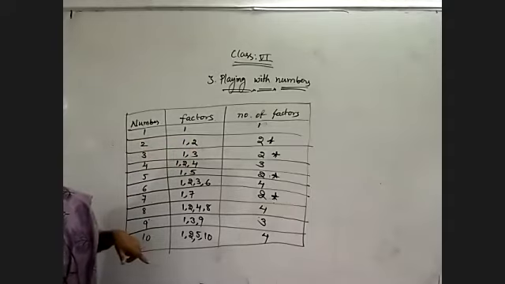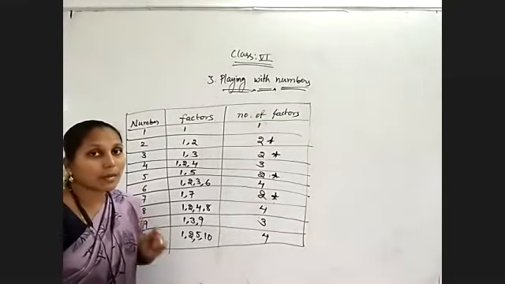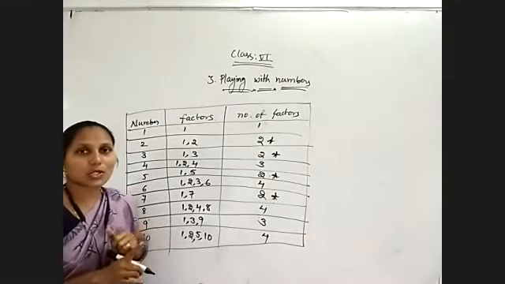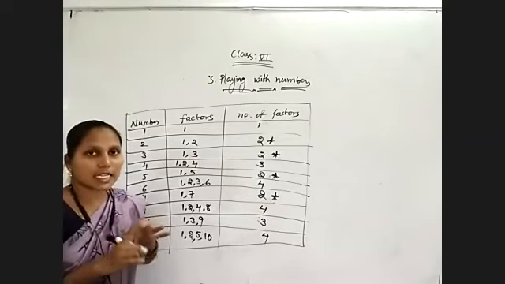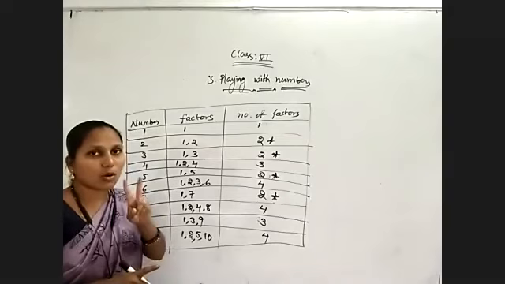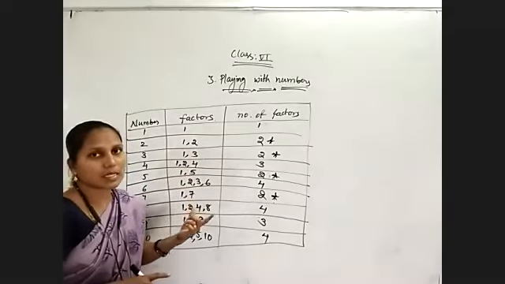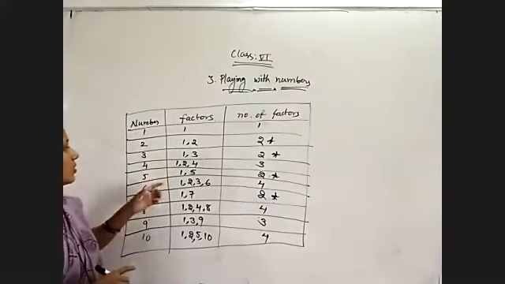So the numbers which have only 2 factors, 1 and that number itself, are called prime numbers. The numbers which have only 2 factors are called prime numbers. So what are those 2 factors? 1 and itself. If a number has only 2 factors, those numbers are said to be prime numbers.